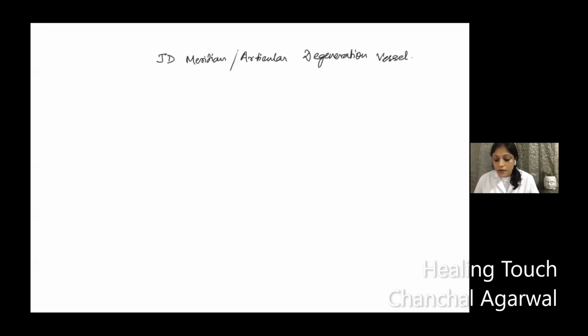So why are we calling it articular degeneration vessel? इसको articular degeneration vessel बोलने का क्या reason है? Because JD means joint, and the other word for joint is also articular surface और articulation.